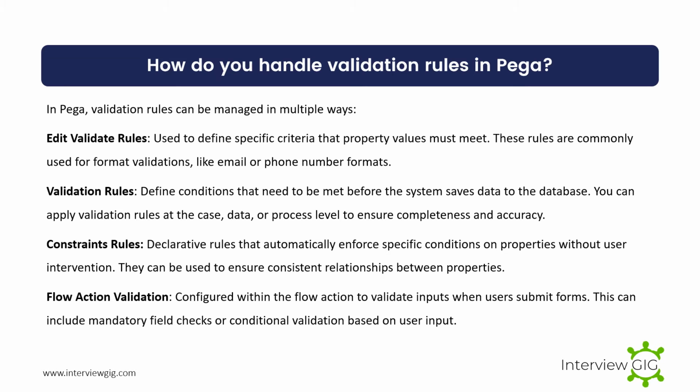Constraints rules. Declarative rules that automatically enforce specific conditions on properties without user intervention. They can be used to ensure consistent relationships between properties. Flow action validation. Configured within the flow action to validate inputs when users submit forms. This can include mandatory field checks or conditional validation based on user input.